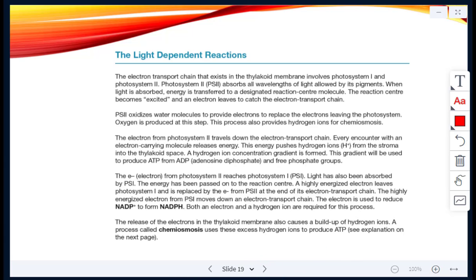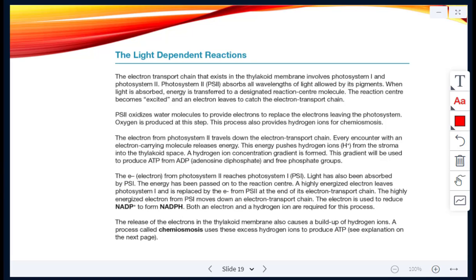So the light-dependent reactions, there's that electron transport chain. It exists in the thylakoid membrane, involves photosystem 1 and photosystem 2. PS2 absorbs all wavelengths of light allowed by its pigments. When the light is absorbed, energy is transferred to a designated reaction center molecule. The reaction center becomes excited and an electron leaves to catch the electron transport chain, which we also called the electron transport system.